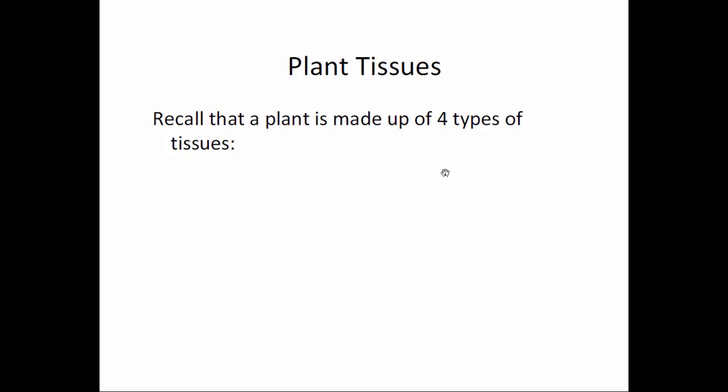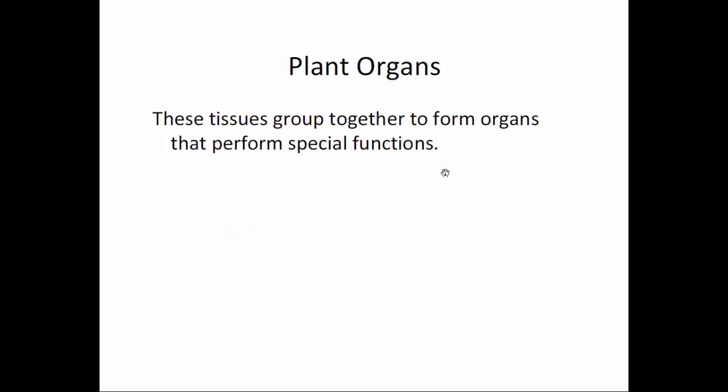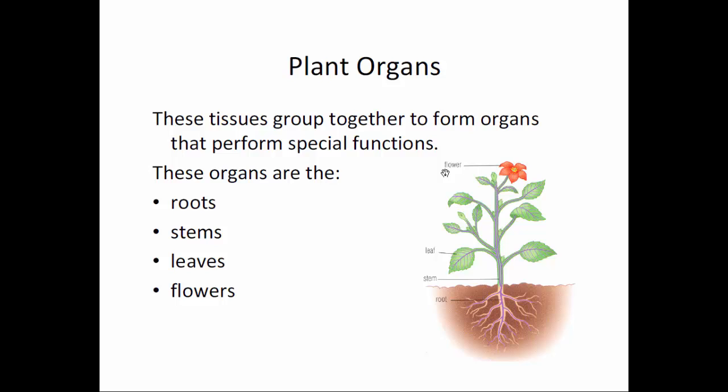We've talked previously about how a plant is made up of four kinds of tissues: epidermal tissue, ground tissue, vascular tissue, and meristematic tissue. We can think of these as skin, support, transport, and growth tissues. Now, we group these tissues together in various arrangements to form organs to perform special functions within the plant. And these organs are roots, stems, leaves, and flowers.